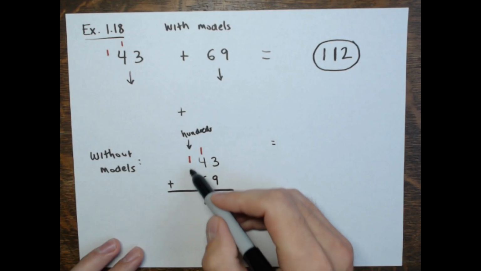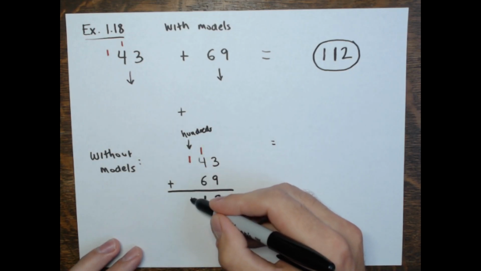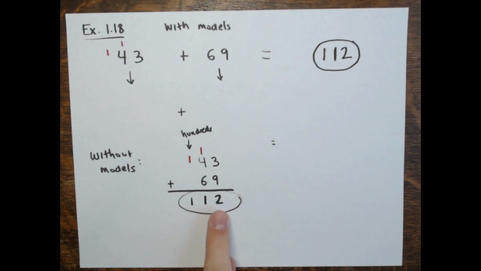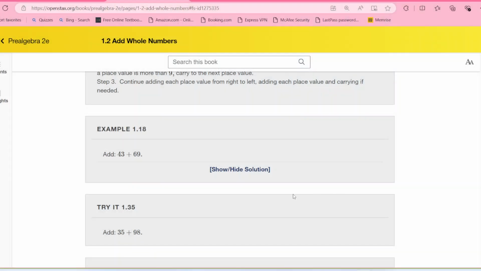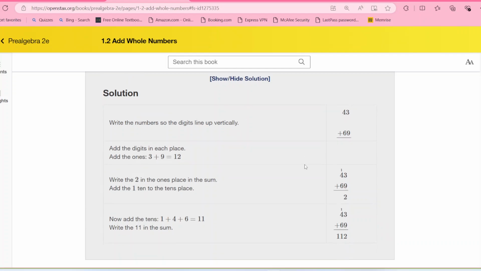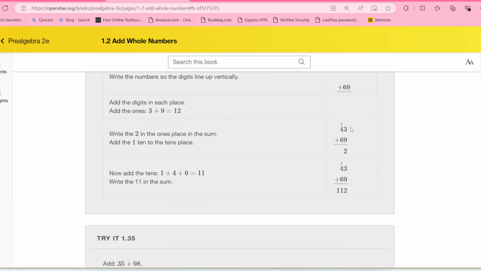And then all that's in this hundreds place is this 1, so that's just 1. And we get the same sum as earlier, 112. 100, 110, 2 ones. Okay. Again, this is an example, so I can see their solution. So I stack them up. All right. 3 plus 9 is 12, which is 2 ones and 1 10.